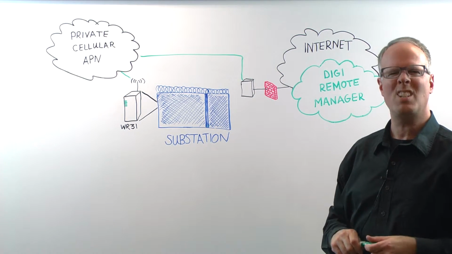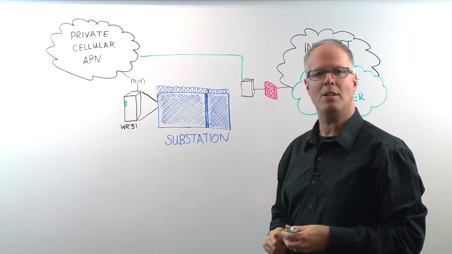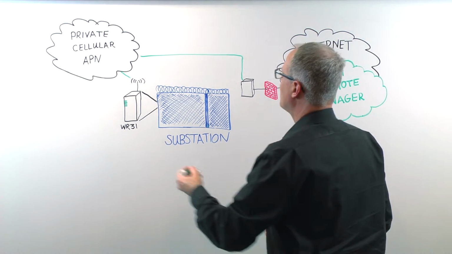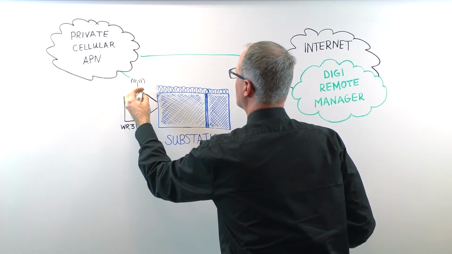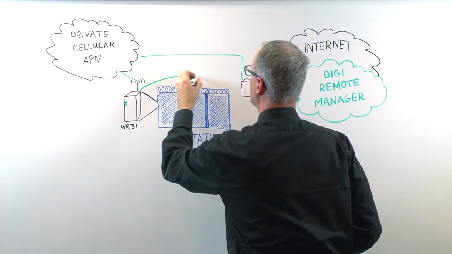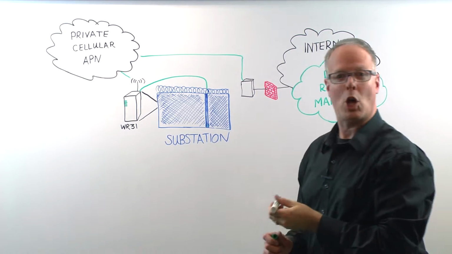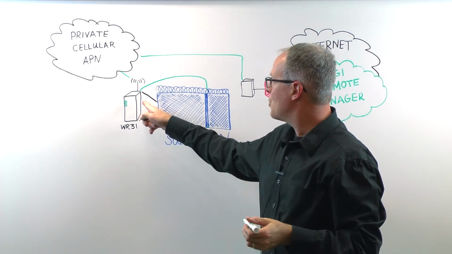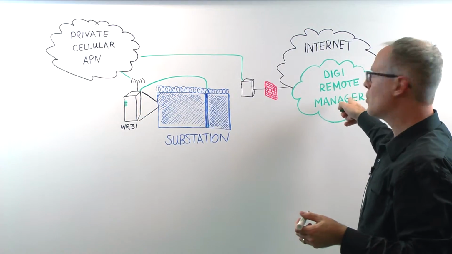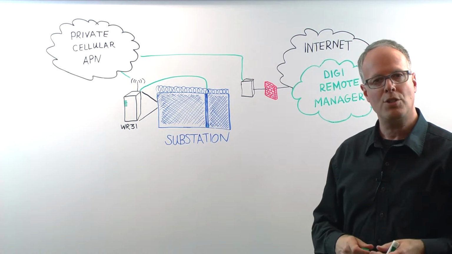So let's say you want to detect when somebody's trying to break into your facility. If you have sensors set up on doors or motion sensors to detect when somebody has broken in where they don't belong, you can have the WR31 notify Remote Manager, which in turn sends an alert out to your enterprise management system.